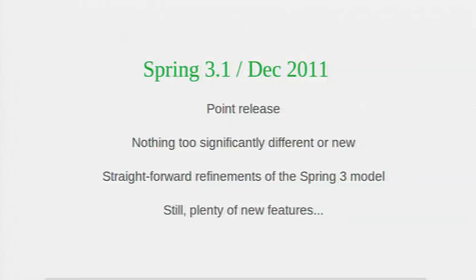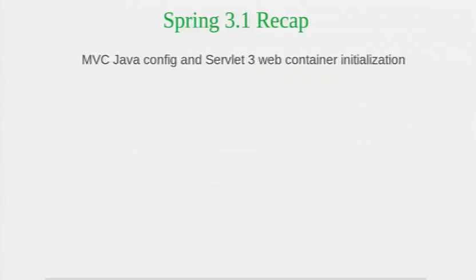So that doesn't mean that there aren't any new features. It just means that they're a natural evolution, a natural progression of what we already know as the programming model, just putting refinements, adding new features, and making more things possible. So just a quick recap of some of the things that we had in 3.1. We had the addition of MVC Java config in addition to the MVC namespace.